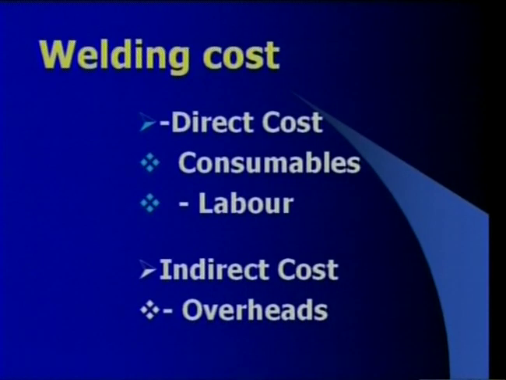Next, indirect cost. In this, the cost is incurred due to all the overheads. It is due to the machine cost as well as overheads. There are several types of overheads we already learnt in the last class, such as preparation of setup, depreciation, and some other costs which are incurred in the welding process.